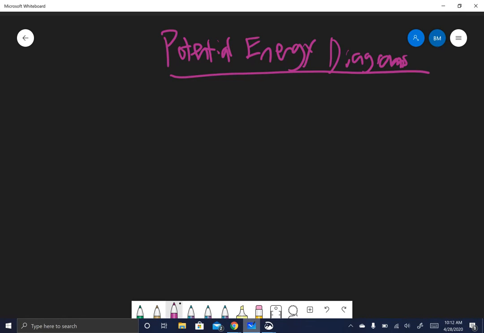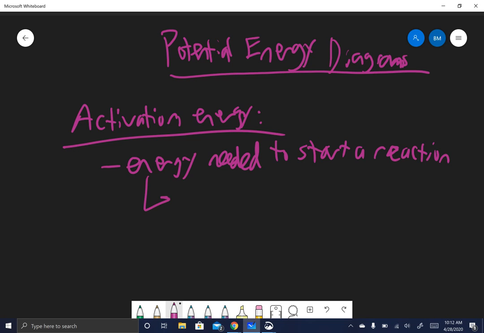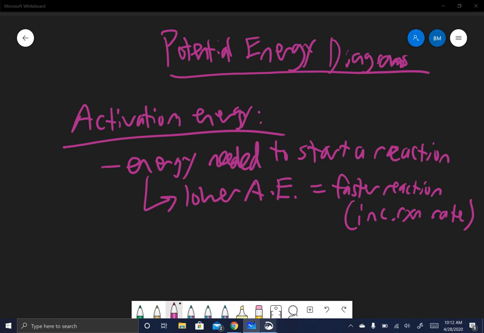So, activation energy: the energy needed to start a reaction. And the concept here is that lower activation energy equals a faster reaction, which actually means an increase in reaction rate. So that means the collisions are going to happen faster and the reaction is going to happen faster.